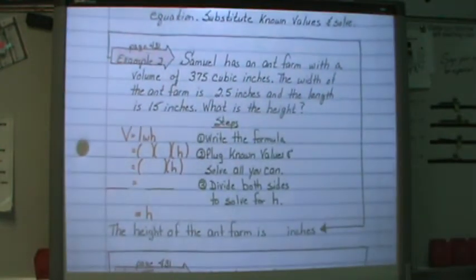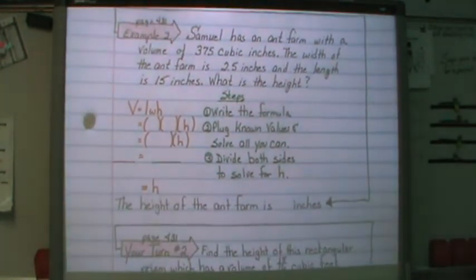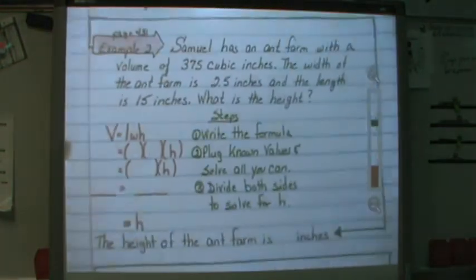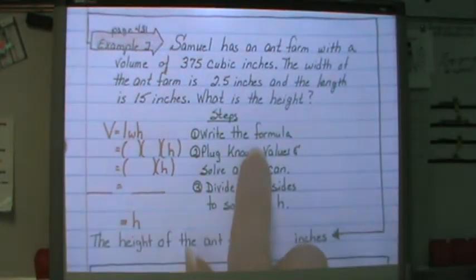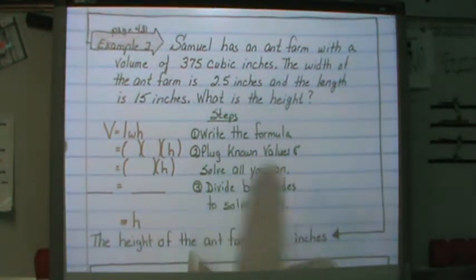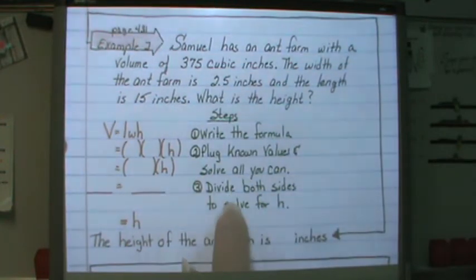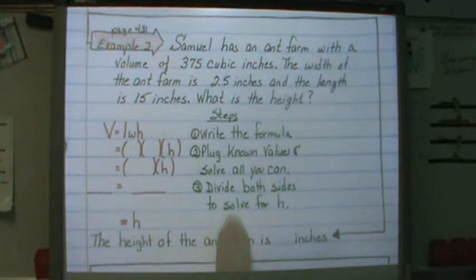Okay, again, I'm on page 431. Example 1. Samuel has an ant farm with a volume of 375 cubic inches. The width of the ant farm is 2.5 inches and the length is 15 inches. What is the height? Here's the steps for solving this. As always, you will write the formula, and then you're going to plug in the known values and solve all that you can. And here's where the properties of equality come in. You're always going to end up dividing both sides to solve for whatever dimension they give you.